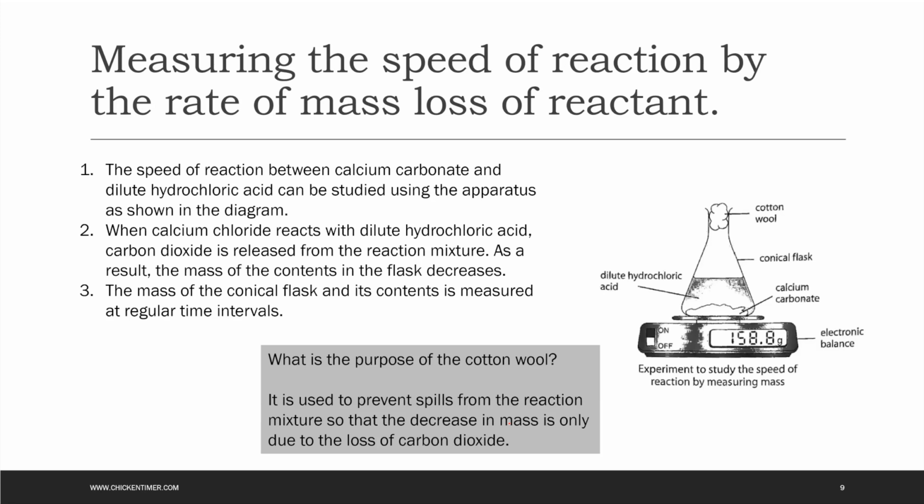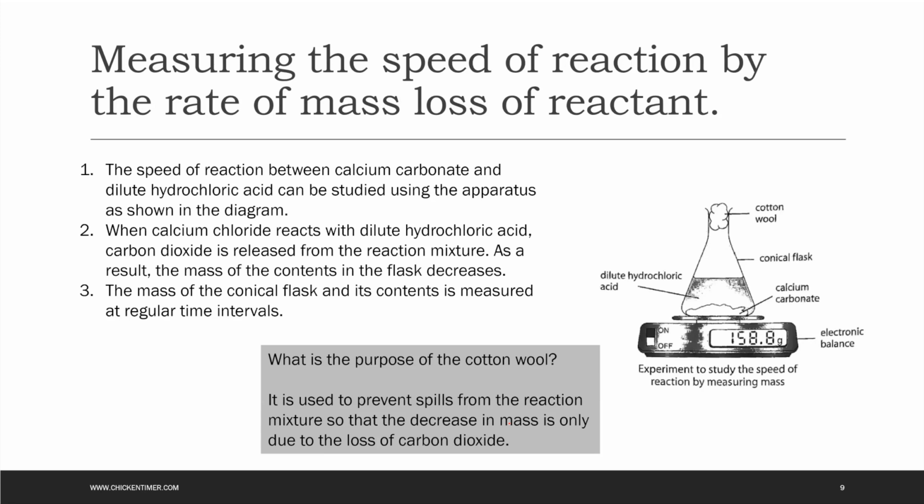I see. Yeah, I know. They always ask this question: what is the purpose of cotton wool? I think I've seen it quite a few times already. They give you part of the reaction, then they have a setup like this, and after that they ask you what the purpose of the cotton wool is. So it's to prevent spills. Legit question. I saw it in my students' paper. They really like to ask what's the purpose of this, what's the purpose of that.